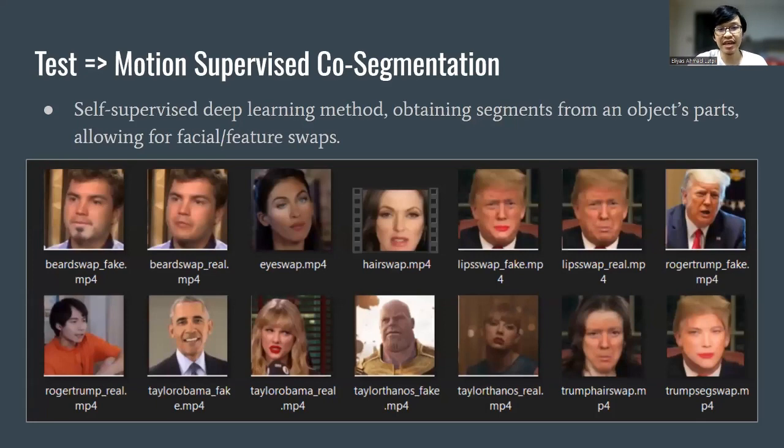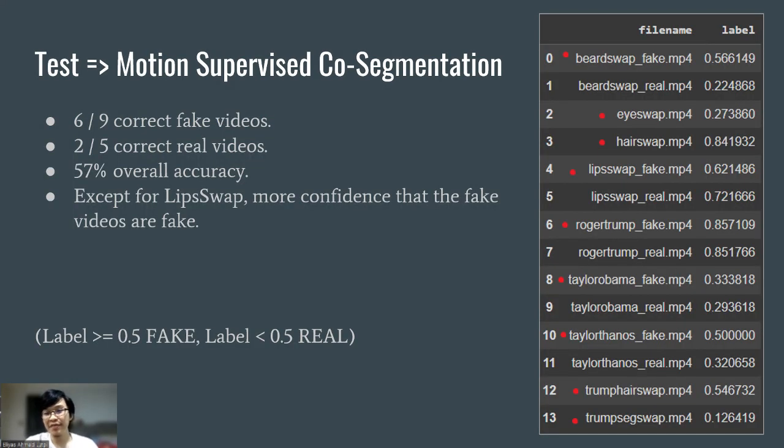My first test is against motion supervised co-segmentation, which in short is a self-supervised deep learning method which is able to obtain segments that correspond to parts of an object, which allows for facial or feature swaps. For example, you can swap out the beard, the hair, the lips, among other things. To give a rundown on the label, if the label is more than or equal to 0.5, it is classified as a fake video. If the label is less than 0.5, it is classified as a real video.